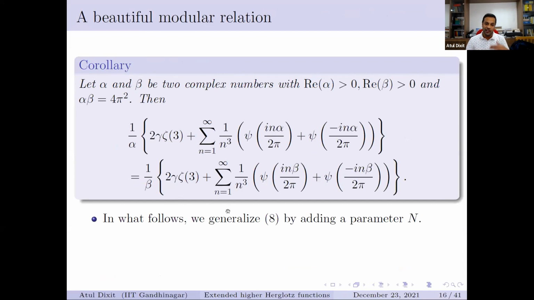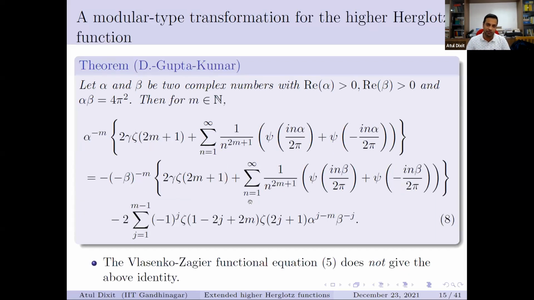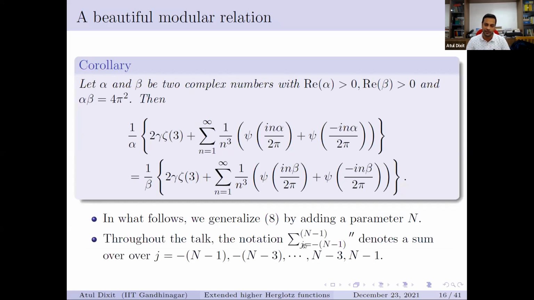Okay, so we generalize our further work here, this transformation, by having further generalization. Let me go over this notation. This means that you're summing a certain thing over j equal to minus (n minus 1), minus (n minus 3), minus (n minus 5), and so on, up to n minus 3, n minus 1. So you're skipping intermediate terms, and that's why you have this double dash.